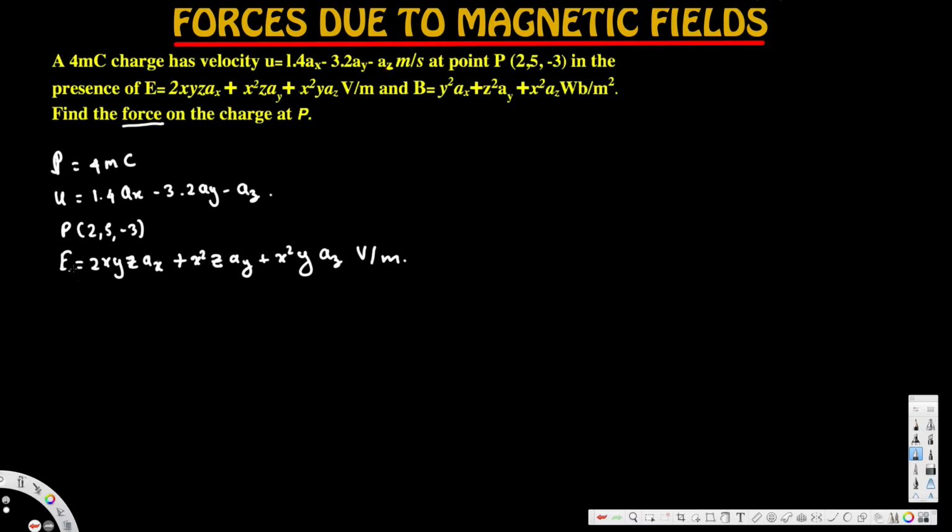This is our electric field, and then we have the magnetic field given, that is B = y squared ax + z squared ay + x squared az Weber per meter squared. Okay, we have all this information, and the question is asking us to find the force. We can calculate the force using this formula. Force is equal to Q(E + U cross B).